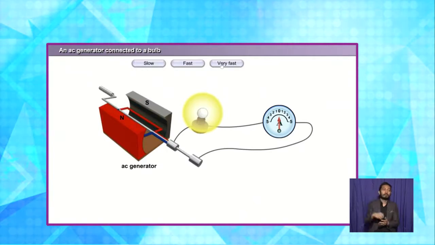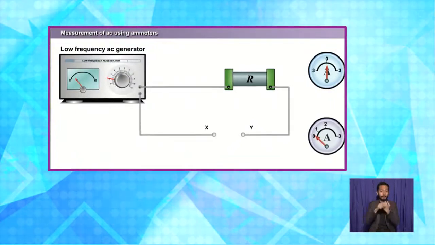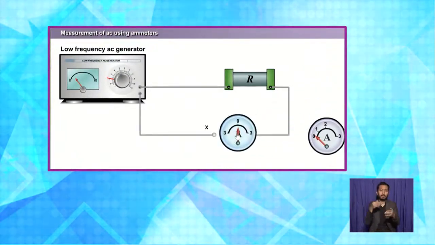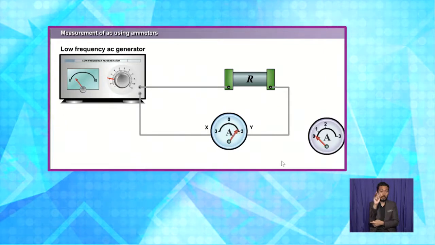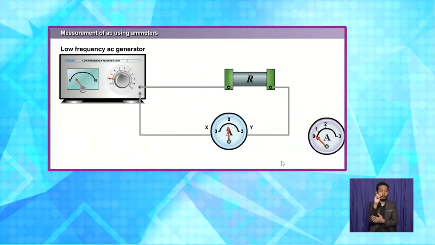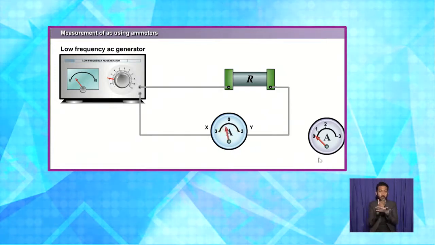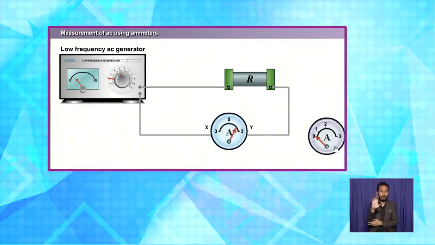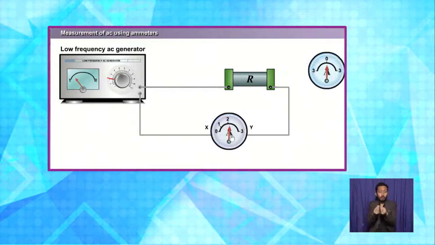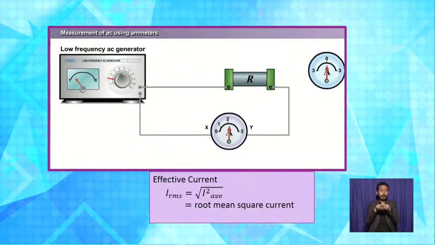Now let us look at the AC source when it is supplied to a resistor. When it is connected to the center zero ammeter, the maximum or peak current is deflected at 3 amperes. When the AC ammeter replaces the center zero ammeter, the pointer shows a steady current of about 2 amperes. The current measured by the AC ammeter is called the effective current or the root mean square current, I RMS. This current is always less than the peak current.